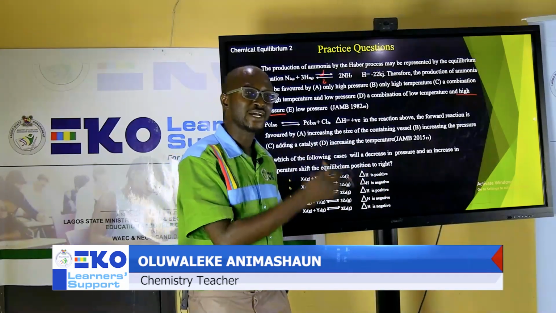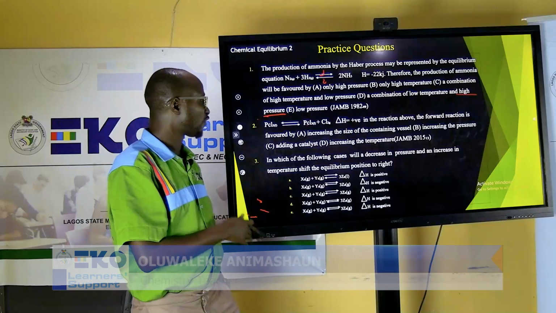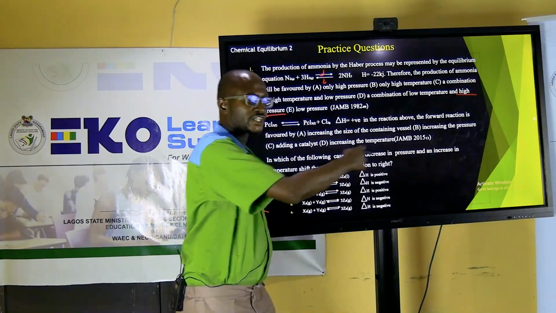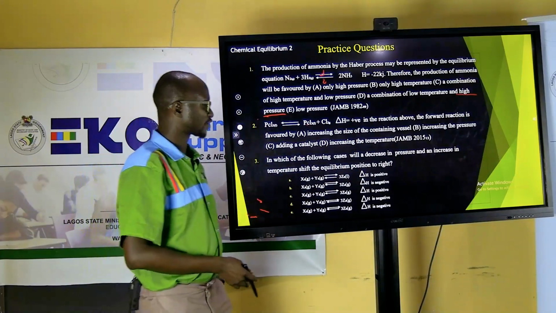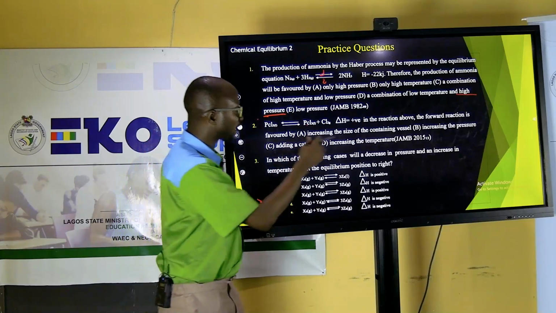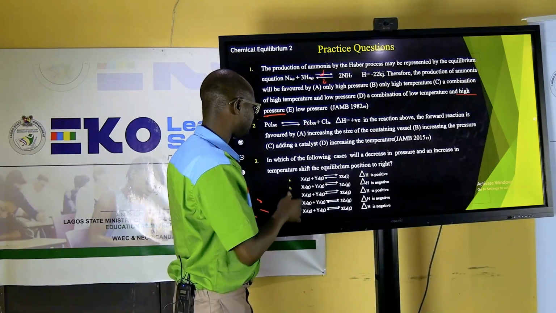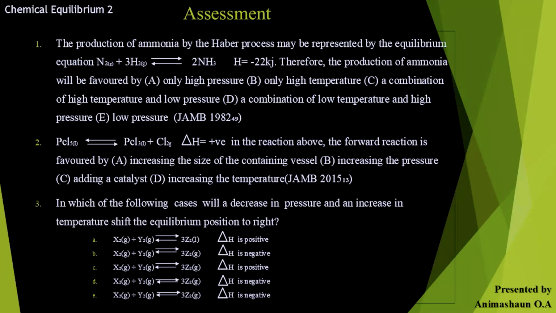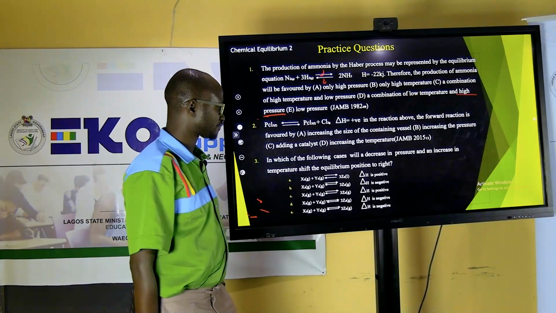Shifting the equilibrium position to the right means what will favor the forward reaction? Because if you look at the arrows that are pointing to the right, it is the forward reaction that is pointing to. The arrows that are pointing to the left are the backward reaction. So in other words, the question is asking us, in which of the following cases will a decrease in pressure and an increase in temperature shift the equilibrium position to the right to favor the forward reaction?